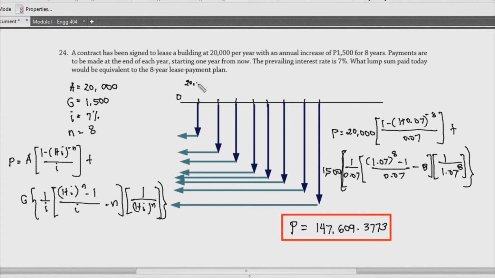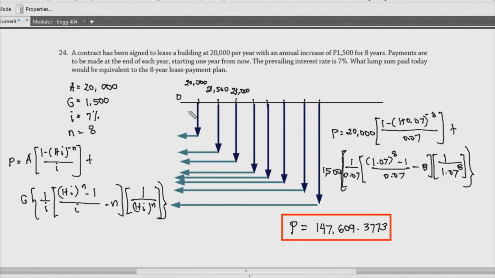Let's say 20,000, okay, and then how about this one? It's 20,000 plus 1,500, so that is I think 21,500. Then the next one would be around, I think, 23,000. Okay, so you can just bring this individually, although the computation takes longer. But then again, that is actually applicable.